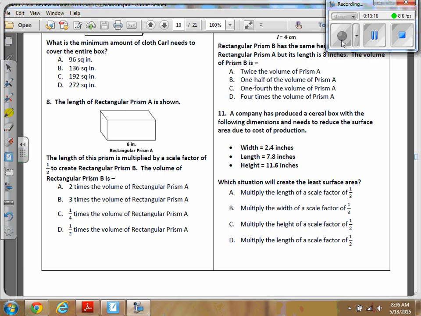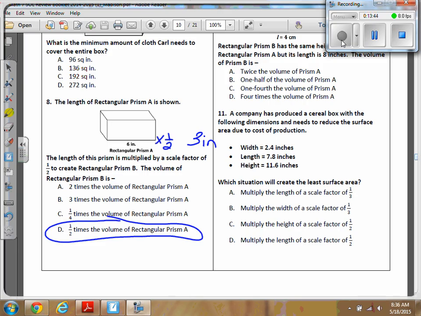All right, number 8 says the length of rectangular prism A is shown. Okay, so there's prism A. The length of this prism is multiplied by a scale factor of 1/2 to create rectangular prism B. So what's going to happen to the volume of rectangular prism B? We're going to multiply 6 by 1/2, which is going to give us 3 inches. So then we're going to have to do the same thing to the volume, multiply it by 1/2. That's it. Whatever we're doing to the attribute, the same thing happens to the volume.